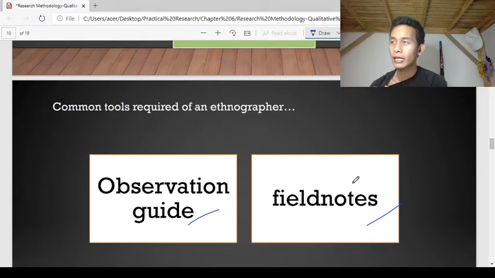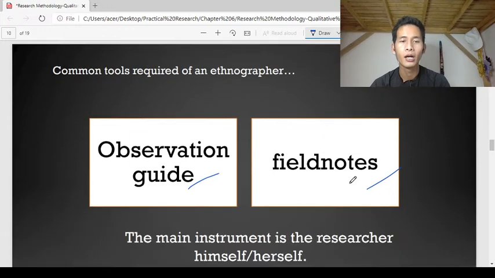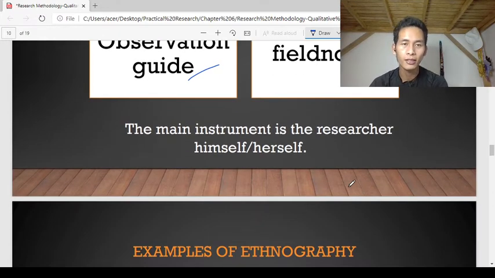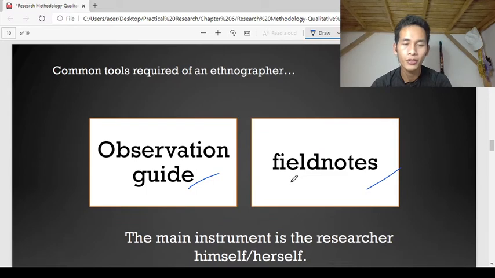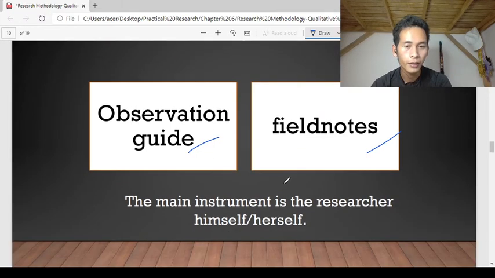However, take note that in qualitative research, there is no such thing as a data gathering instrument compared to quantitative, because in quantitative you can use guided interview questions, and aside from that, a survey questionnaire. But in qualitative, you can only have field notes and an observation guide or interview guide. Questionnaire this time is no longer applicable.